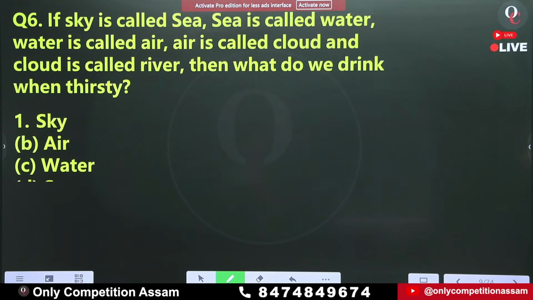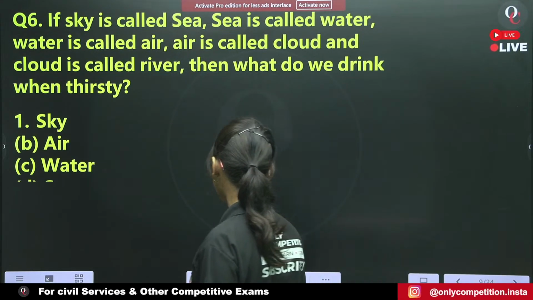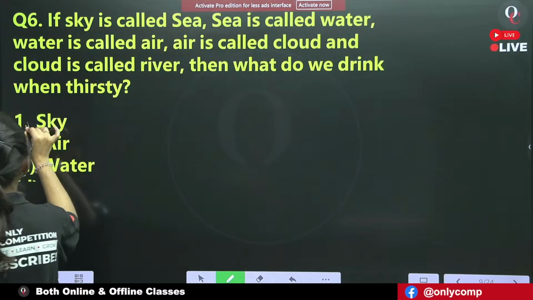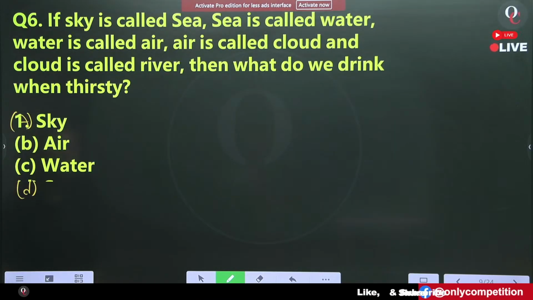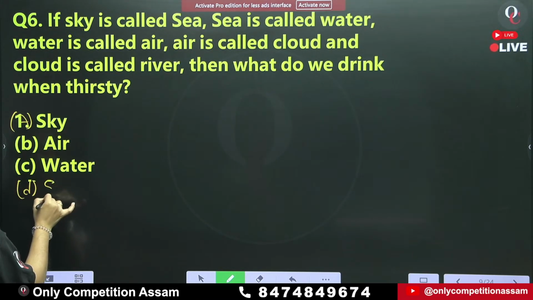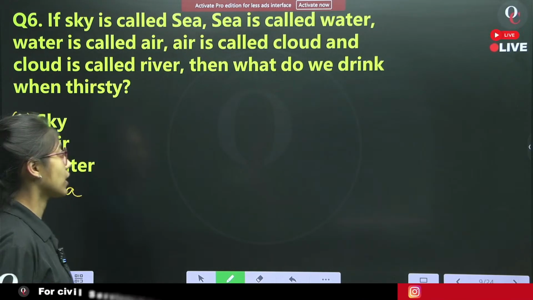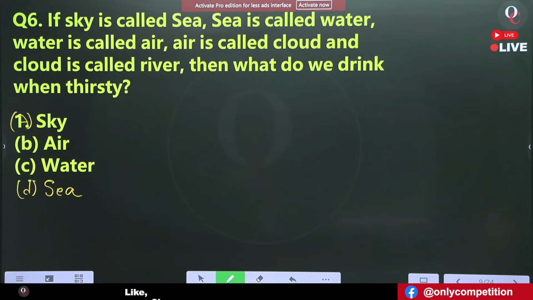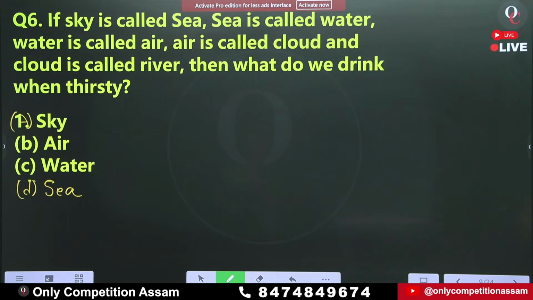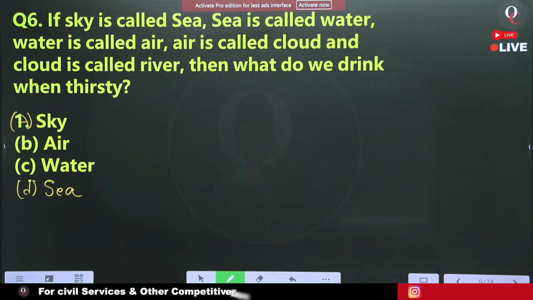Okay, next question. Tell me, what will be the answer of this question number 6? If sky is called sea, sea is called water, water is called air, air is called cloud, and cloud is called river, then what do we drink when we are thirsty?